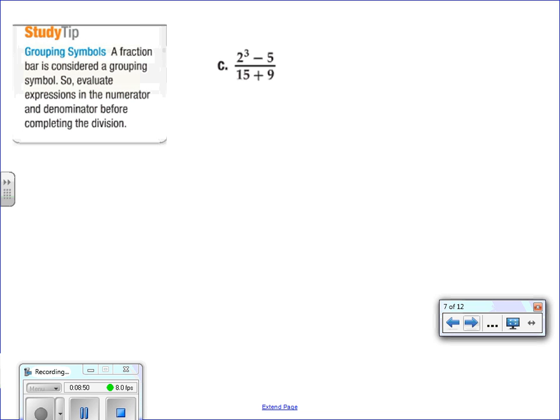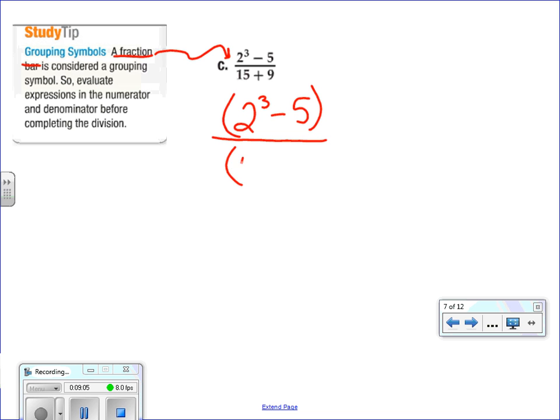All right, remember I said that a fraction bar, like we have right here, is considered a grouping symbol. And the way I like to think about this is 2 to the power of 3 minus 5 over 15 plus 9. So when you get fractions, if you want to go ahead and put your parentheses there, so you think, okay, I need to do this first, we can go ahead and do that.